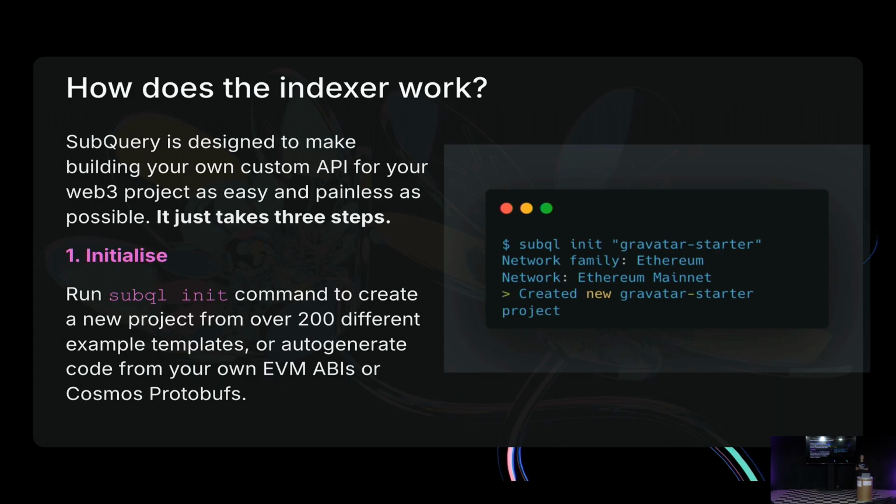So how does the SubQuery indexer work? I've mentioned previously that it helps you obtain data from the chain, and it's highly customizable. You can think about it as your custom API for your application that provides you with the data you exactly need. And when you use SubQuery, you will initialize it after you download SubQuery CLI with a simple command, subql init.